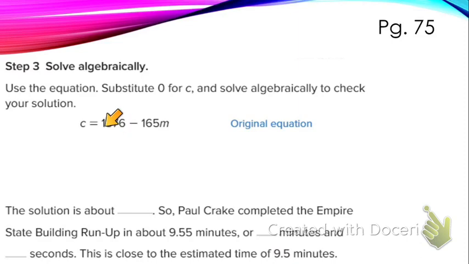So looking at step 3, to solve it algebraically, substitute 0 for C. So 0 for C. 0 would go here. Go ahead and solve this equation for M. Solve that for M. And that's how we can find the exact. So we looked at the graph to get the approximate. Now let's find the exact by solving it. So how would I solve this equation?